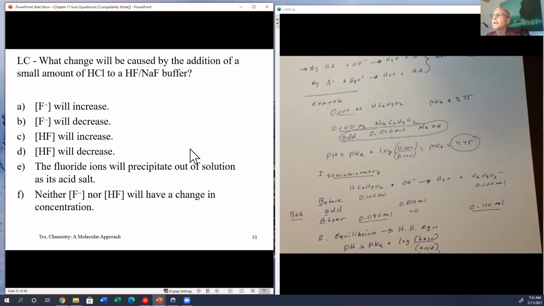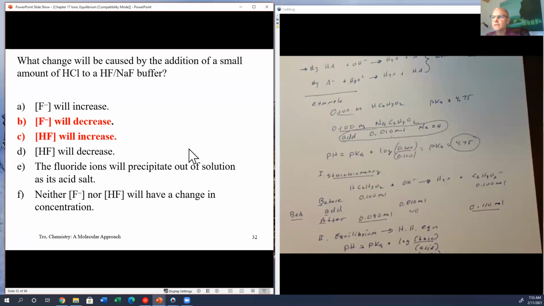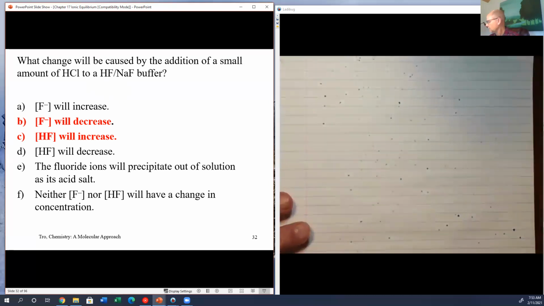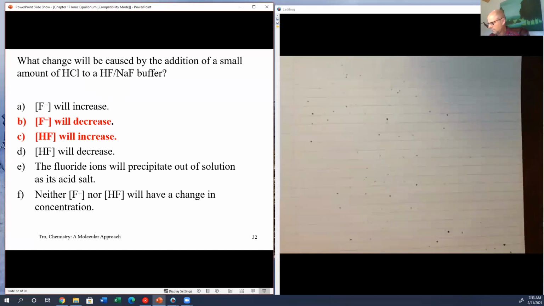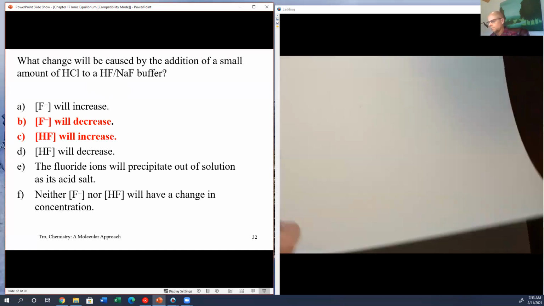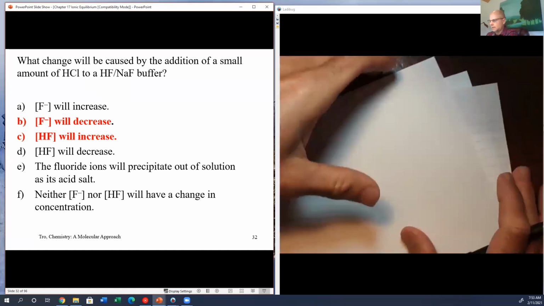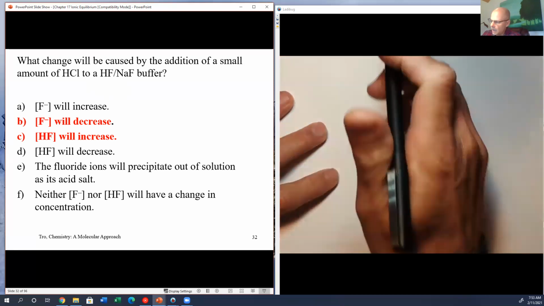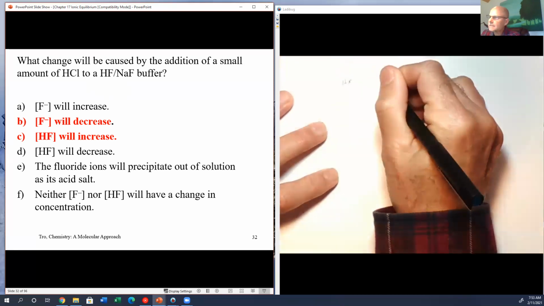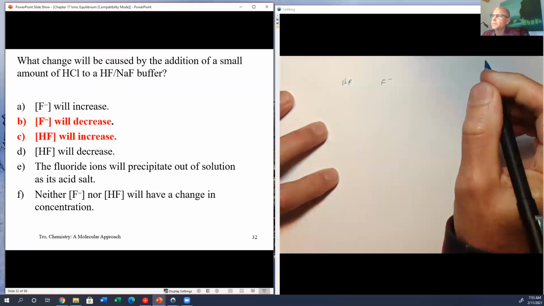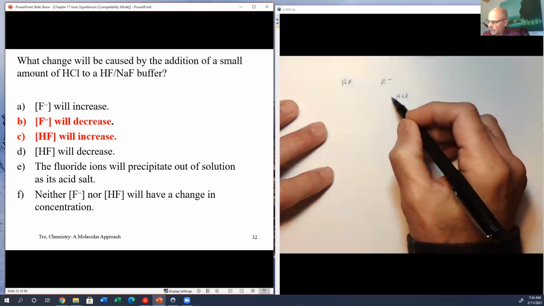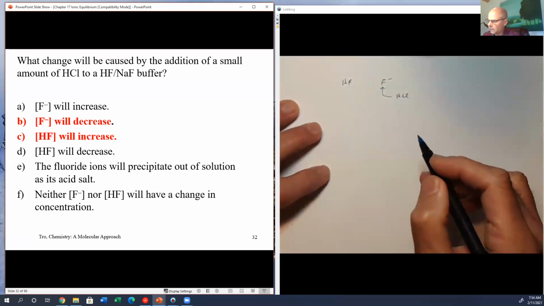All right. The answer to this question is B and C. If you add HCl to this buffer, so you have HF as the acid, F minus is the conjugate base, and you're adding HCl, what's going to neutralize the HCl? The base. So it's going to react with the base.